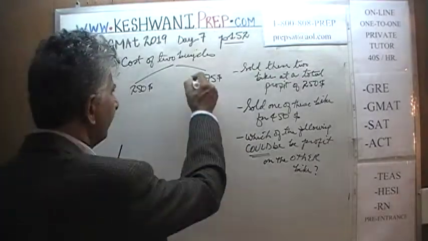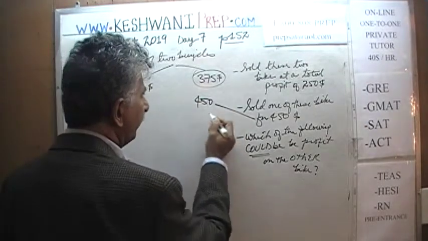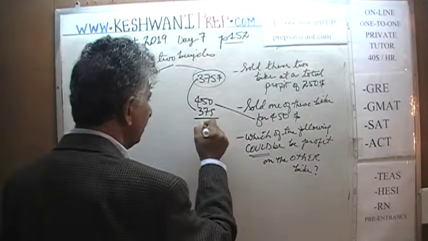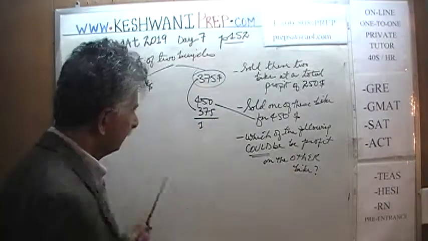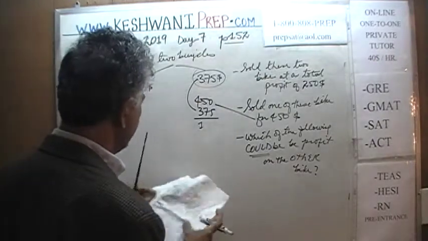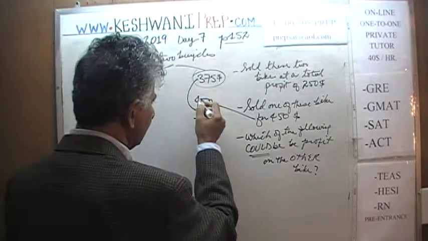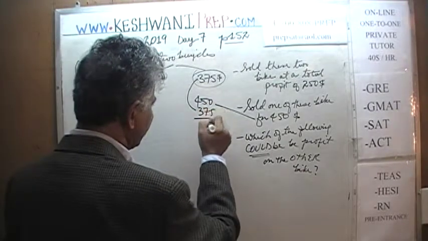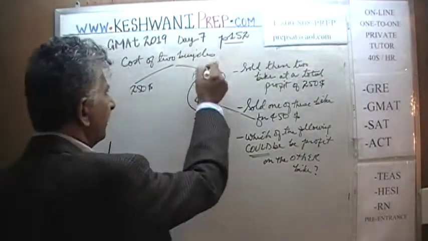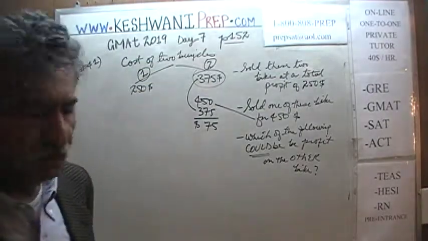So let's assume that he sold this one for $450. If he sold for $450, his cost was $375, which means he made a profit of $125. Or rather, is it $125? No, it's not $125. It's $75. 14 minus 7 is 7. In other words, he made a profit of $75. Let's call it bike 2 and bike 1. He made a profit of $75 on bike 2.